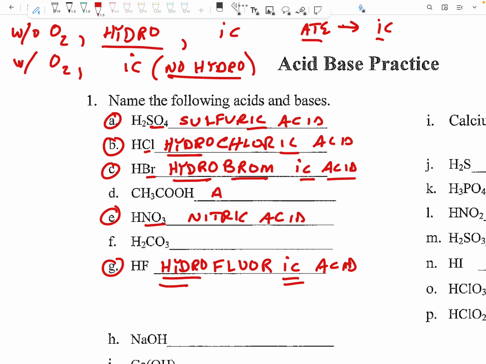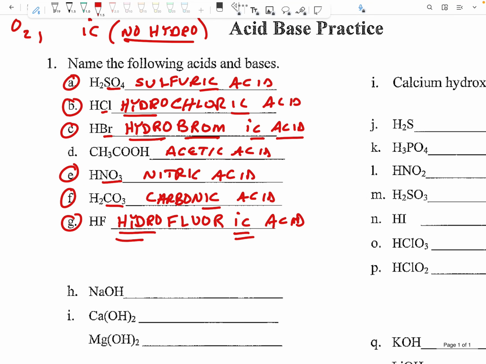This one I'm just going to give to you. This is acetic acid. You're not going to see that in your final anyway. We go to F. We have CO3. CO3 is carbonate. Carbonate, ATE turns into IC. So we don't use the hydro prefix. And so this turns out to be carbonic acid, instead of carbonate. Okay?